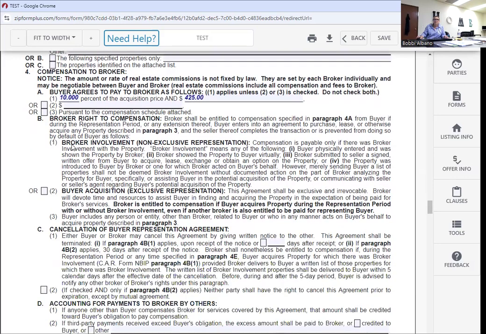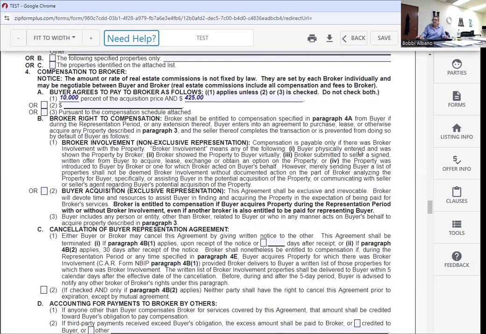All right, so if there's broker involvement on a non-exclusive representation, this agreement can be exclusive or non-exclusive. I always make it exclusive because unless there's a particular reason that you want to make it non-exclusive, it's always best to have an exclusive agreement. Compensation is payable only if there was broker involvement with the property. Broker involvement means any of the following.